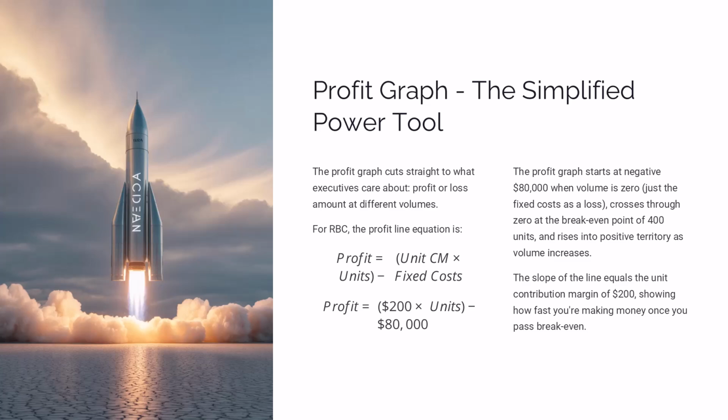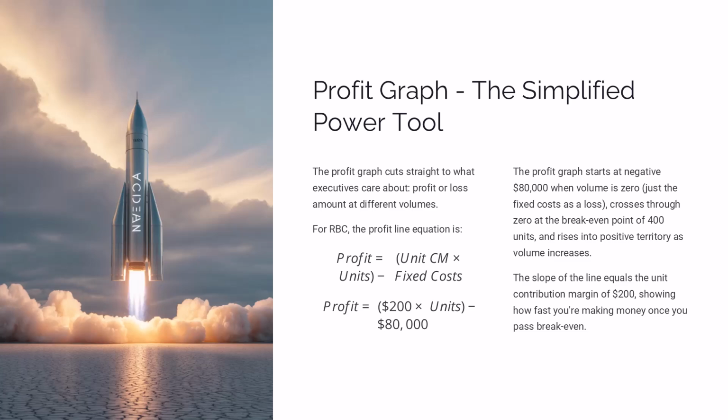When Amazon was losing money on every Prime membership in 2007, Jeff Bezos showed investors a profit graph, demonstrating that while they started at negative $2 billion in fixed costs for shipping infrastructure, the contribution margin per member was $40 annually, meaning they'd be massively profitable once they hit 50 million members, which seemed crazy at the time, but they now have over 200 million Prime members generating billions in profit.